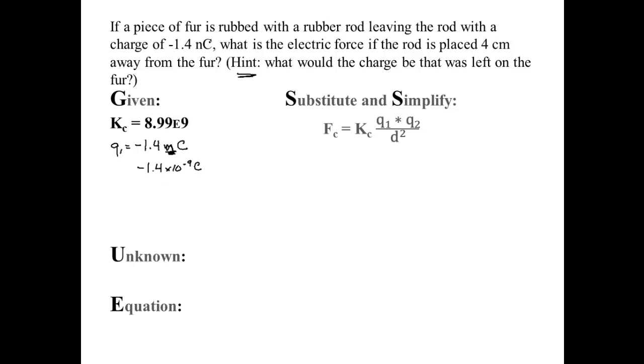If we know that the rubber stick has a negative 1.4 nanocoulombs, where did those electrons come from? Well, they had to come from the fur. And so if we have an excess of electrons on the rubber, we have a deficiency of electrons in the fur. And so we can say that it has exactly the same charge, but with the opposite sign. So it also has positive 1.4 times 10 to the negative 9 coulombs.